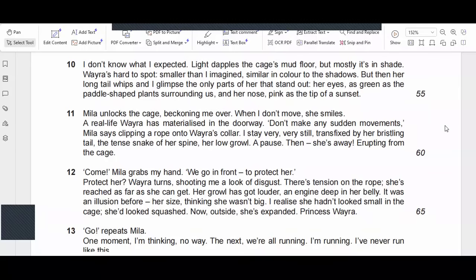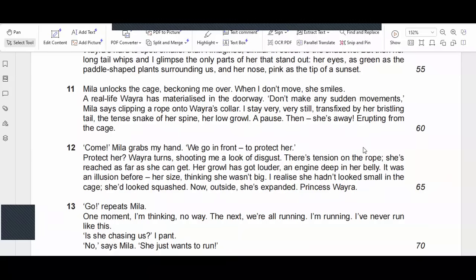So here the narrator is saying that I am not sure what I thought I would see. Some sunlight falls in small patches on the muddy floor of the enclosure where Vira was kept, but most of it is dark. Vira is difficult to notice. At first, she is smaller than she expected, and her color blends with the shadows around her. Then her long tail moves quickly, and I notice the parts of her that are easy to see: her eyes, which are big, bright green, like the nearby plants, and her nose, which is pink, like the sky at sunset.